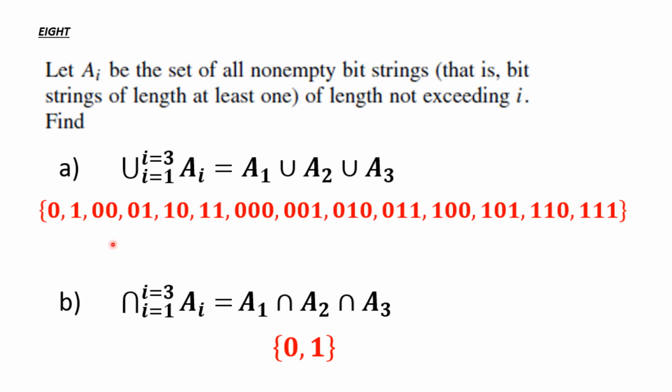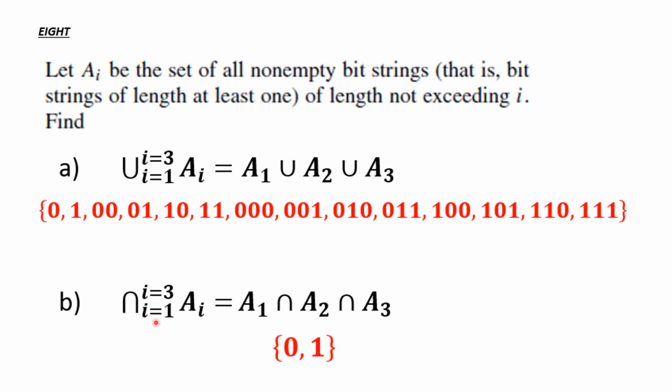A2 can have 2 digits. So it can be 0, 1, 2, or 3, represented that way. And A3 can have 3, so it is 0, 1, 2, 3, 4, 5, 6, and 7. Those are represented in binary. And if you're taking the union, you get all of those. Those things do overlap, but I don't have to list them more than once. So this is the answer that you want to have for full credit.